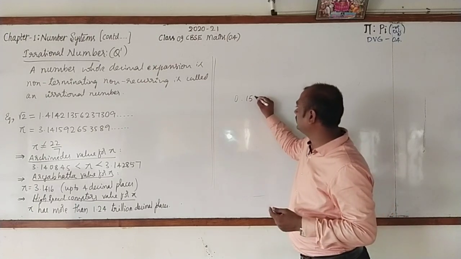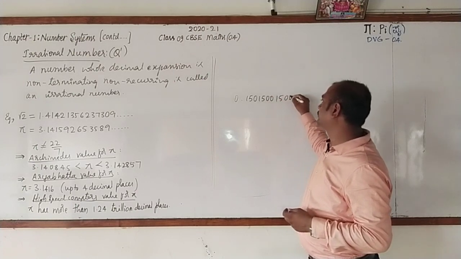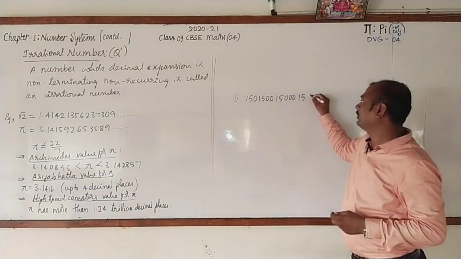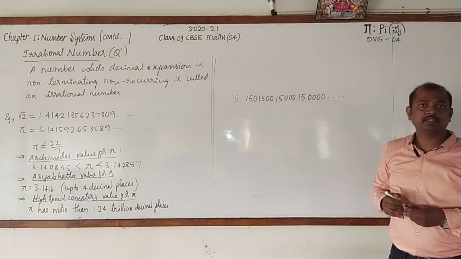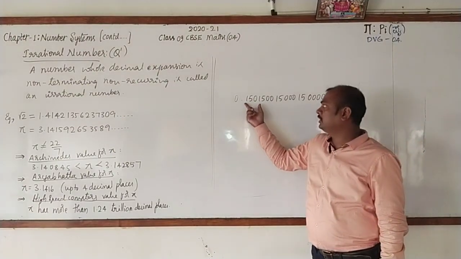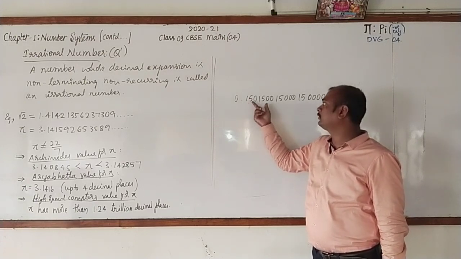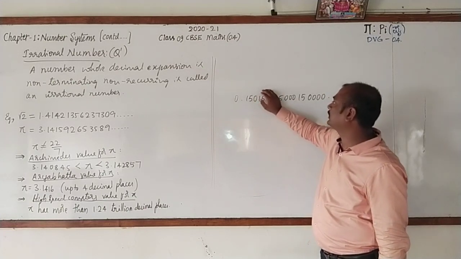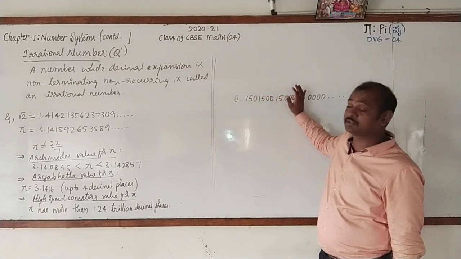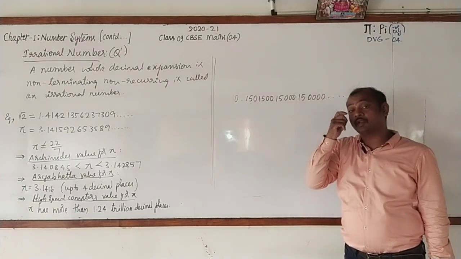See, 0.150, 0.1500, 15 with 3 times 0, 15 with 4 times 0, and so on. Will there be any repetition? No. Is it the repetition of 150, 150, 150? No. See that here is 150, here is 1500, here 15000, like that. So it is non-terminating, non-recurring.